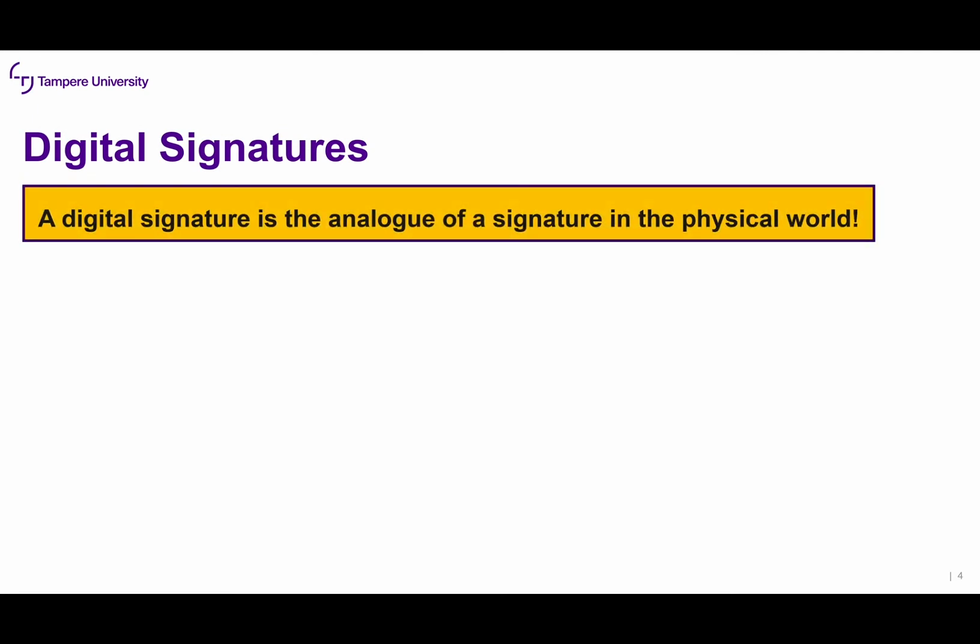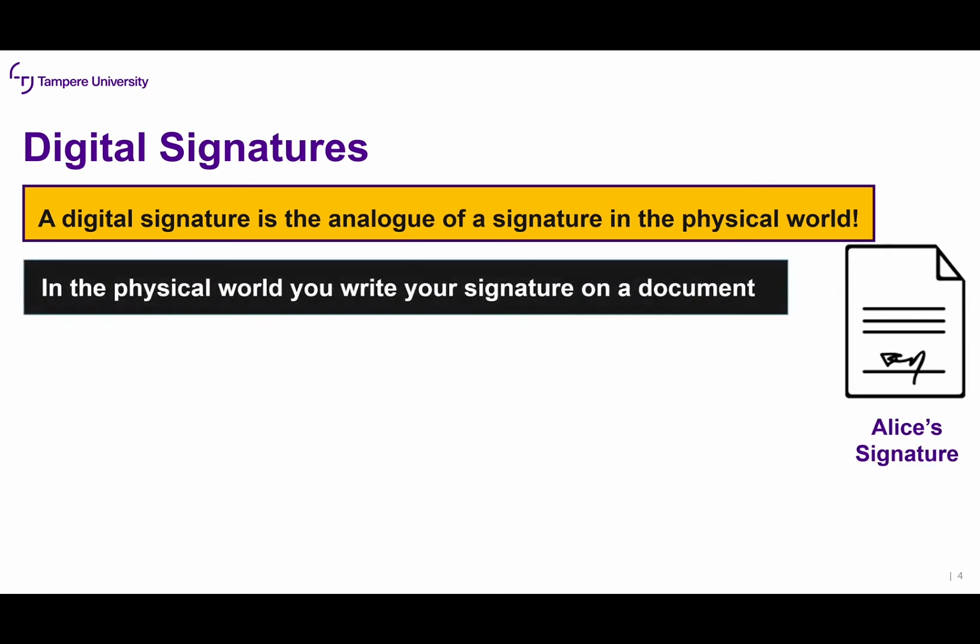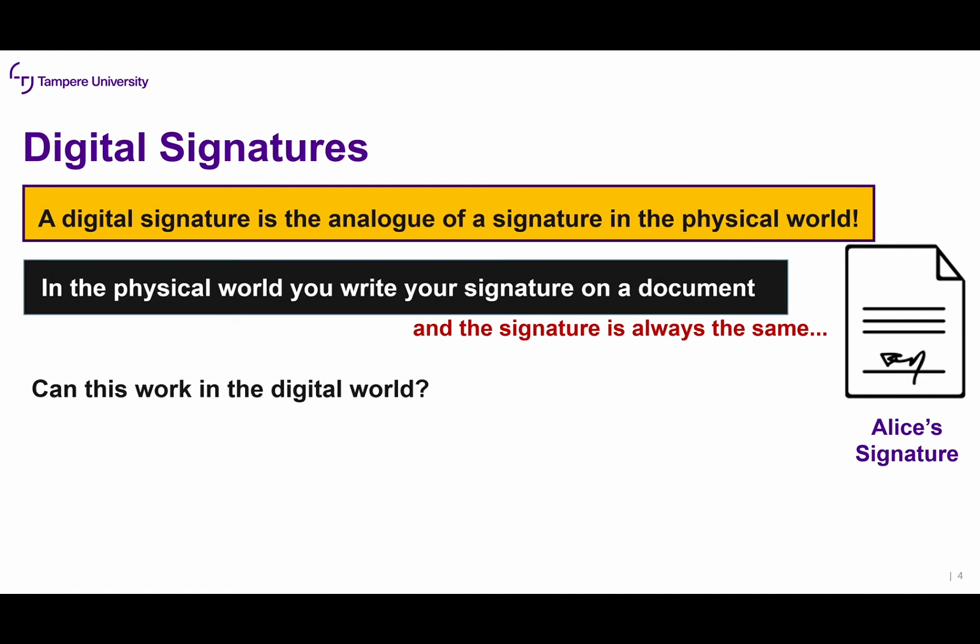Good. So let's start. A digital signature is the analog of a signature in the physical world. In the physical world, you write your signature on a document. So imagine that the document that you see on your right is signed by Alice. Now, in the physical world, the signature is always more or less the same, though some minor difference might be seen. Now, the question is, can this work in the digital world? The answer is obviously no, especially if you start thinking what Eve could do in that case.